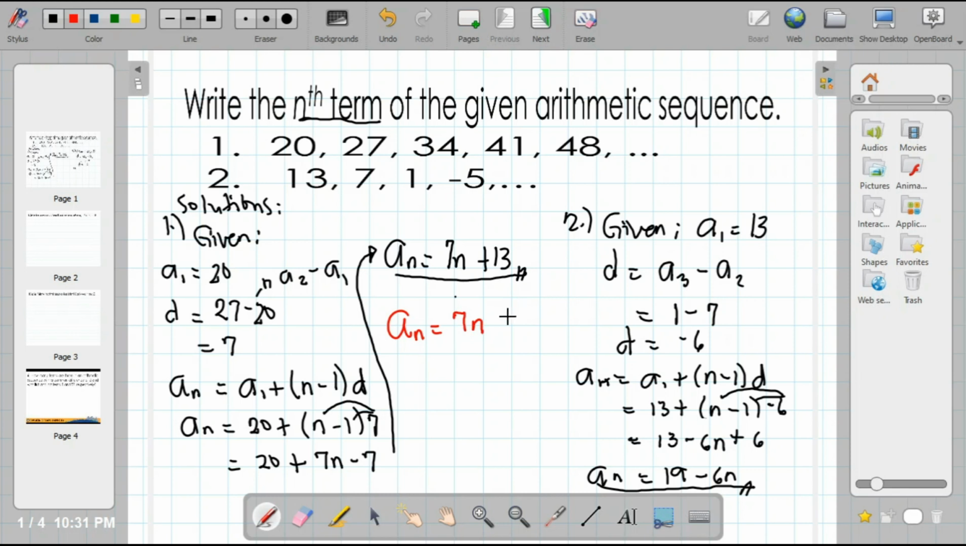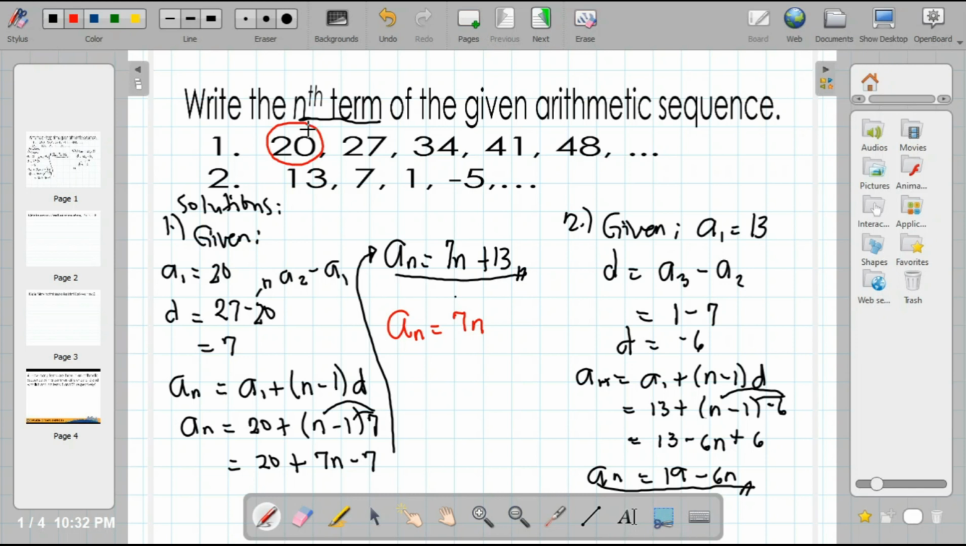Okay? Again, this is a shortcut method. So 7, again 7 is your common difference, then you attach n. Always find the common difference first, then attach n, and then look at the first term.